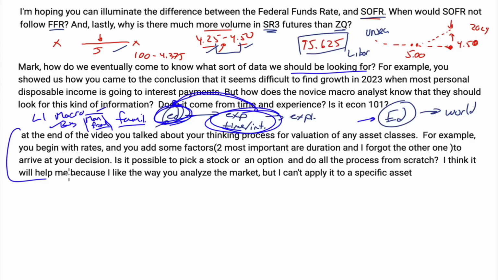At the end of the video, you talked about your thinking process for valuation of any asset class. You begin with rates, you add some factors to arrive at your decision. Is it possible to pick a stock or an option? Well, an option is nothing more than a derivative on an underlying, so you better understand the underlying. An option is just a tool to trade the underlying. You wouldn't analyze an option, you'd analyze the underlying and determine whether or not you want to trade it using options.